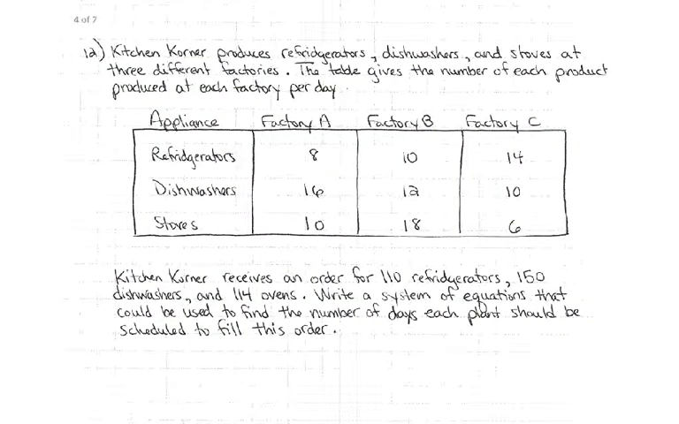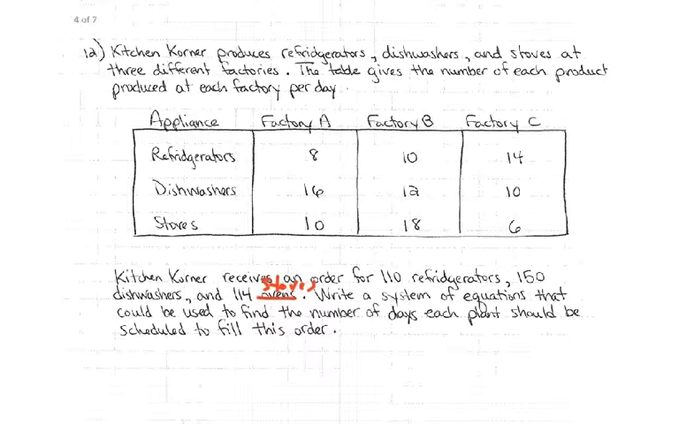Problem number 12, it says Kitchen Corner produces refrigerators, dishwashers, and stoves at 3 different factories. The table gives the number of each product produced at each factory per day. So they make 8 refrigerators at factory A, 10 at factory B, 14 at factory C. Kitchen Corner receives an order of 110 refrigerators, 150 dishwashers, and 114 ovens, which shouldn't be ovens, I guess it should be stoves. Write a system of equations that can be used to find the number of days each plant should be scheduled to fill this order.